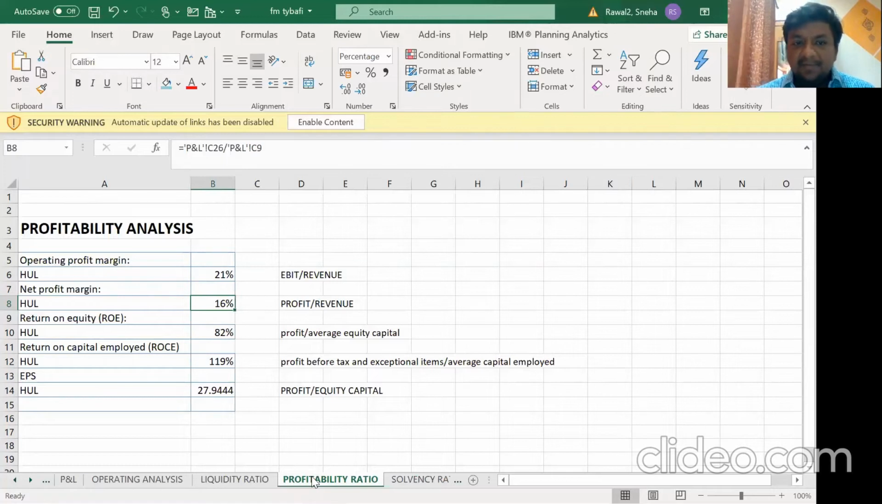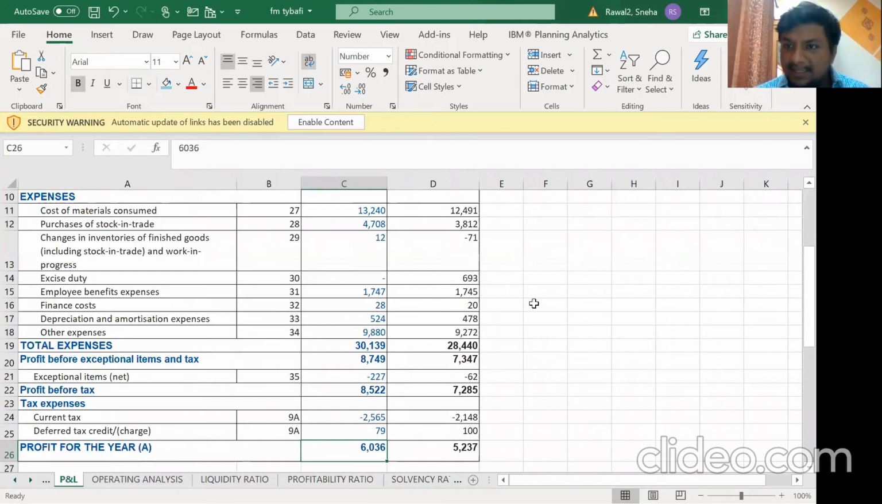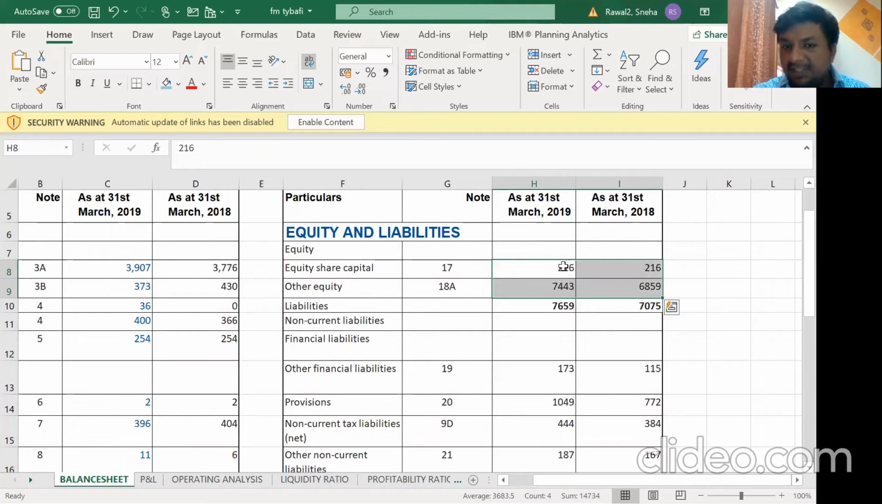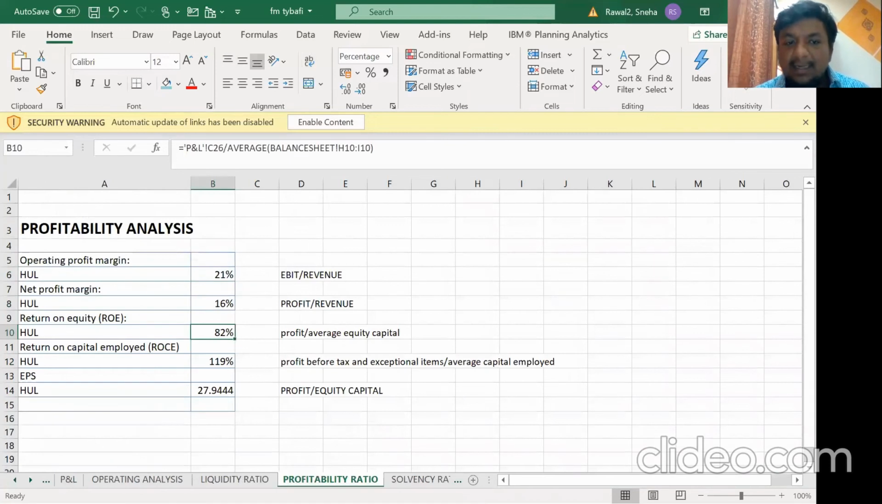Okay, so now we will calculate return on equity. Return on equity is profit for the year divided by average capital employed. So the profit for the year is 6063 divided by average equity capital. So the sum total of 216 plus 7443, and for the last year also, so we will do the averaging of equity capital, which will help us to give the answer, that is 82%.